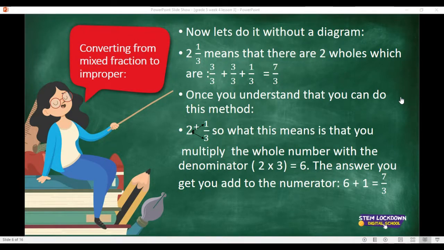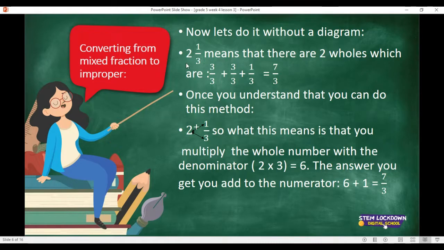All right. I'm just checking your chats because remember I said when I'm teaching, I can't see the chats. So Kumuzo and Audrey also, let me repeat what I said. I said we can also convert from a mixed number to an improper fraction without using diagrams. And then I gave you an example.